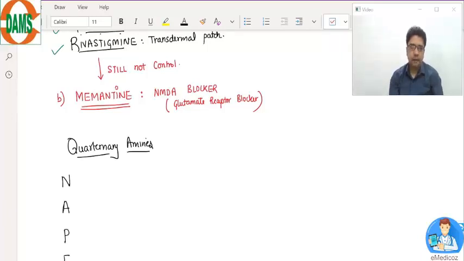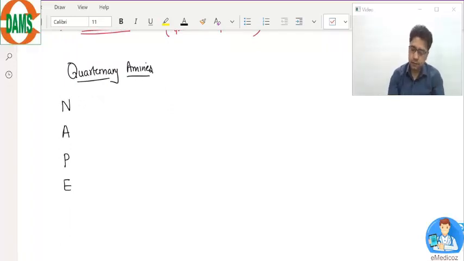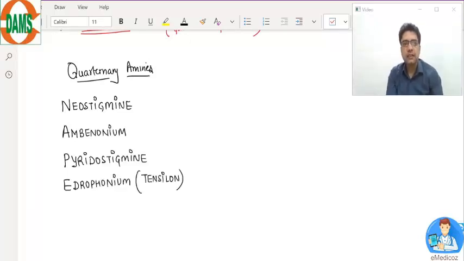NAPE. We'll write the name of the drug, NAPE. First is neostigmine. Neostigmine. Pyridostigmine. And edrophonium. Edrophonium is also known with a word Tensilon. Edrophonium is also known as Tensilon.